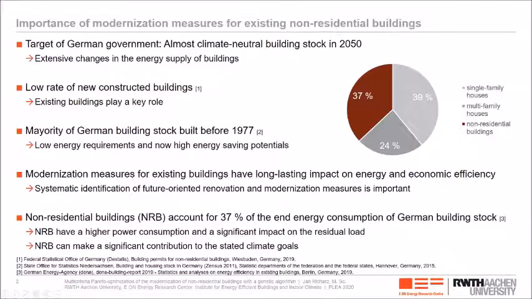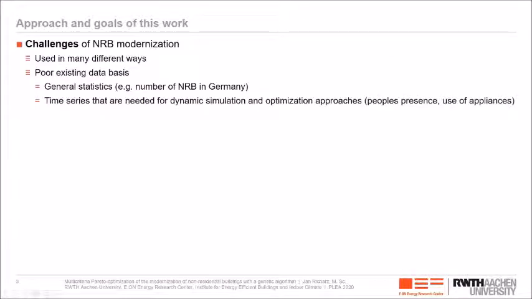climate protection goals. Main challenges during the planning of modernization measures for non-residential buildings are their heterogeneous usage and poor existing databases. Not only general statistics are missing, there is also a lack of time series that are needed for the analysis with simulation and optimization approaches.